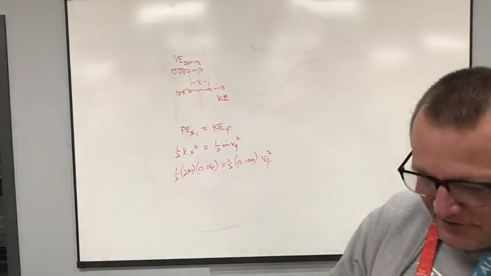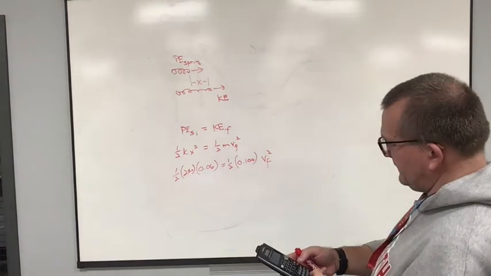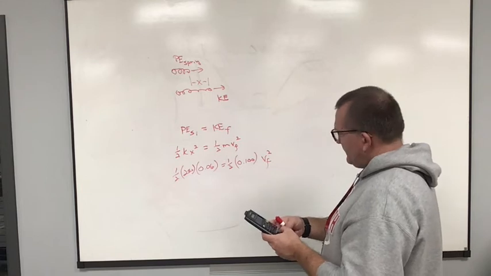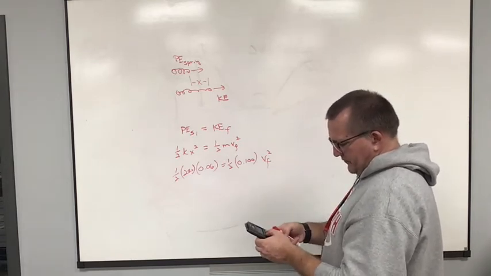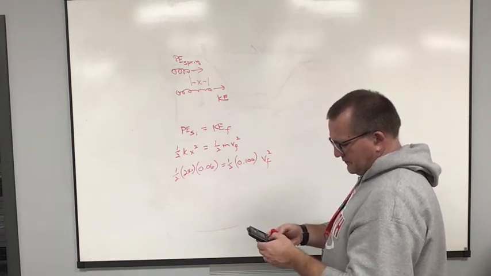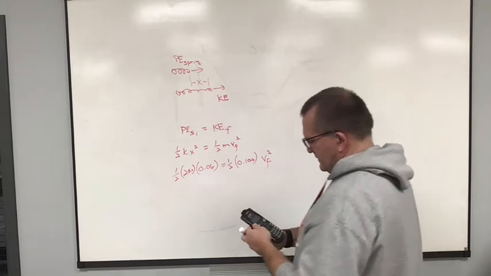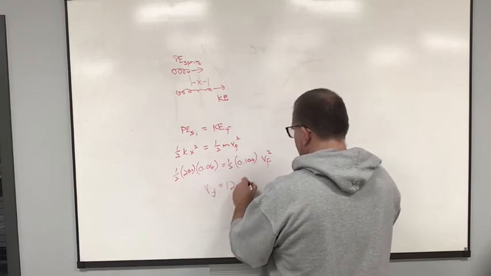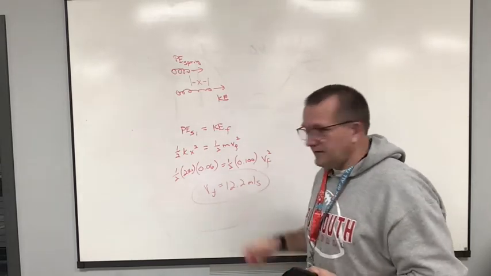So there's my equation. And now it's just solve. 0.5 times 250 times 0.06 squared divided by 0.5 divided by 0.1, and then take the square root of that, and I get a final velocity of 12.2 meters per second. So that dart is leaving the gun at that velocity.